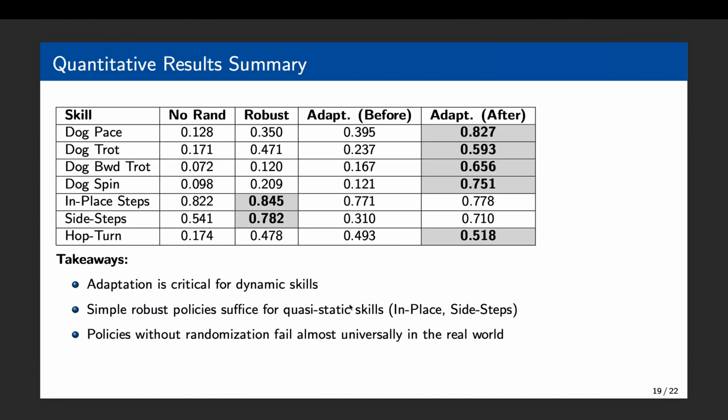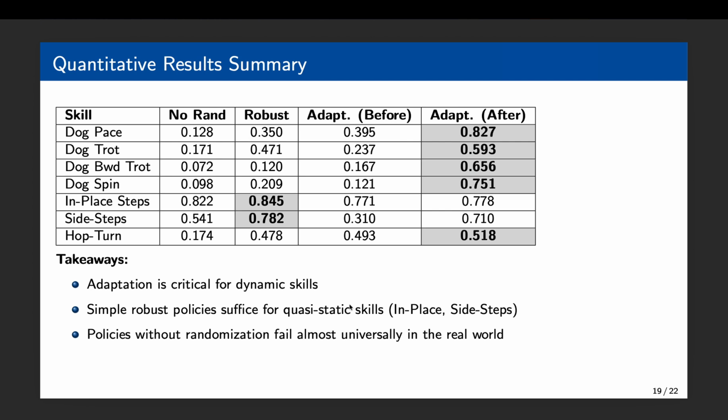So here is the full numerical summary for a selection of skills. A few numbers worth calling out. Dog pace goes from 0.128 with no randomization to 0.35 with a robust policy, and all the way up to 0.8 with the adaptive methods after real-world tuning. This is more than a six-fold improvement over the baseline.